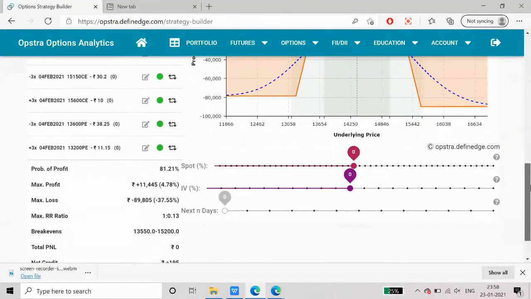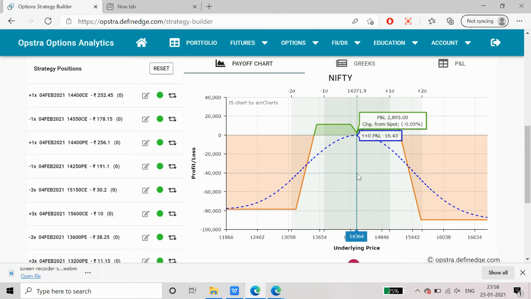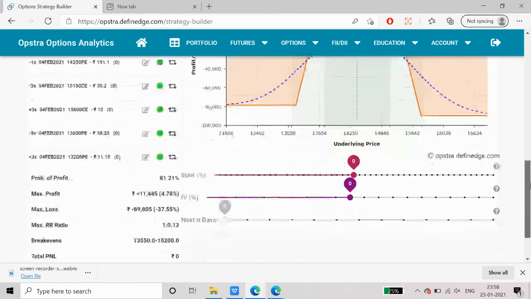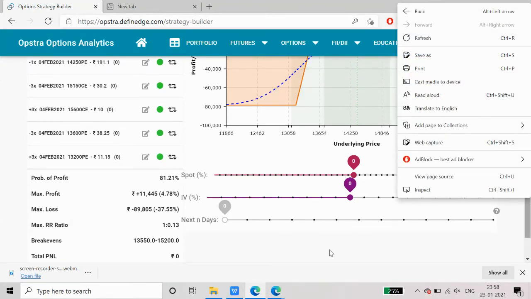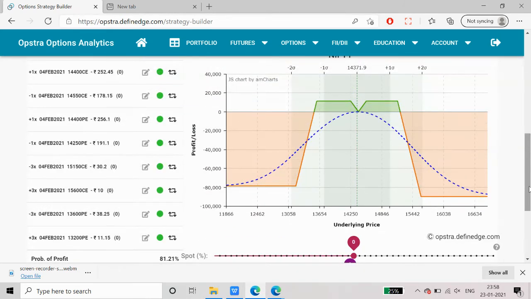Now, if we come down and look at the payoff diagram, you can see the current strike price of Nifty, and the maximum profit is 11,445 on either side. If one is to see the break evens here, the upper side break even is 15,200 and the lower side break even is 13,550, which is roughly a spread of close to 1,750 points. That's how wide the spread is.